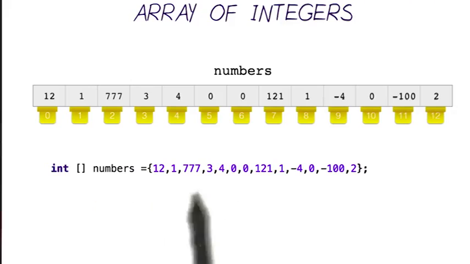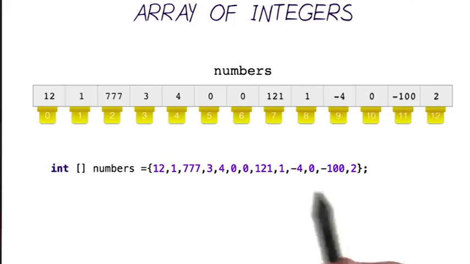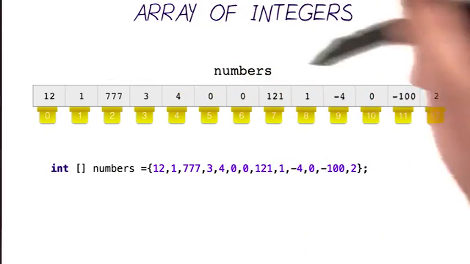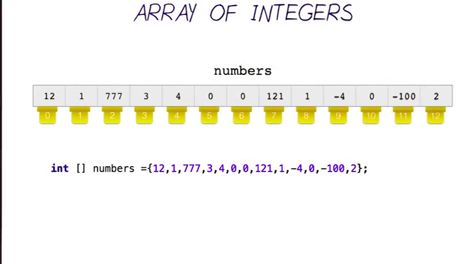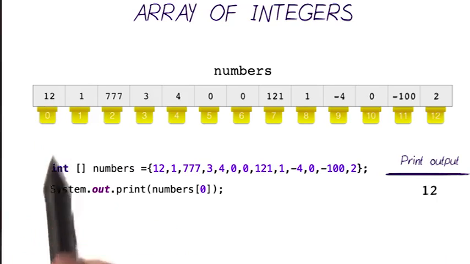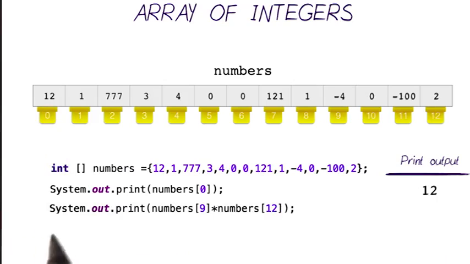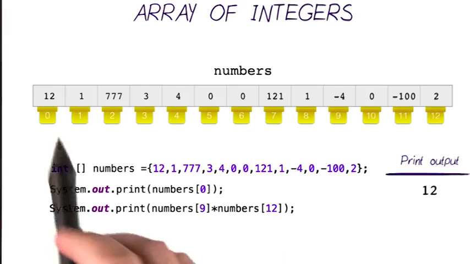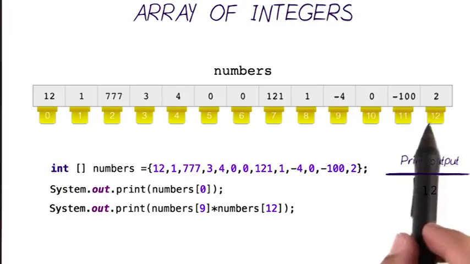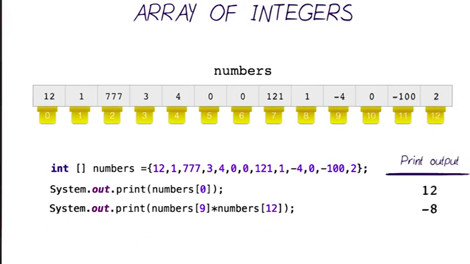Notice that I didn't have to specify how big the array is. What Java would do is it will just assign each of those values into a cell in its internal memory, and it would assign each cell an index. So that if you want to reach the value 11, you just have to access it using the index 7. So, for example, if I try to print out numbers of 0, I get the output 12, because this is the value inside the cell with index 0. If I wanted to print out the result of the multiplication between numbers of 9 and numbers of 12, that's basically -4 times 2, then our output would be -8.